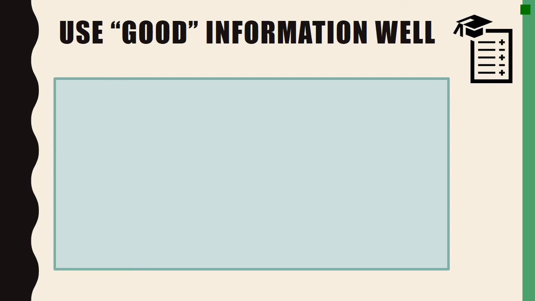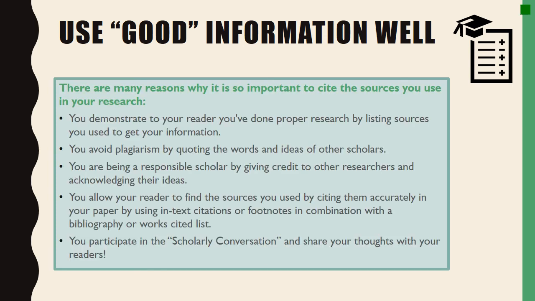In your paper, you can explain why the information is credible by mentioning the author and how they got their expertise. And be sure to cite the information source with a proper citation. Pause the video here to read the reasons it is important to cite sources in your research.